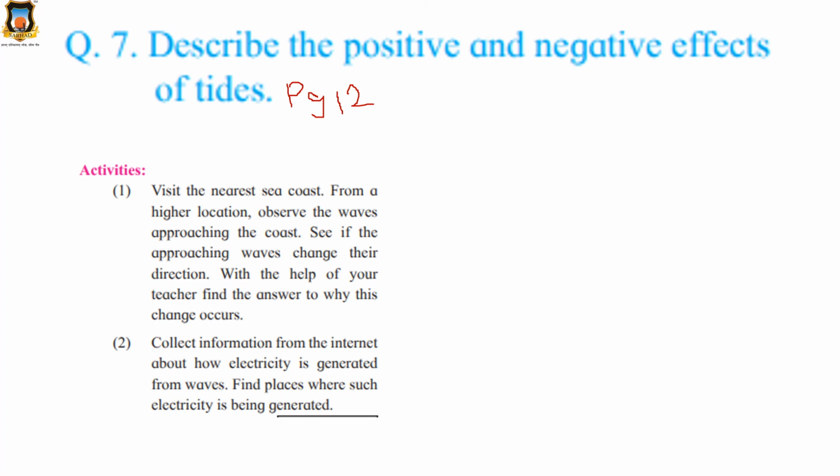Okay, class. Now here is some activity. Visit the nearest sea coast from a higher location. Now near Pune, is there any sea coast? Okay, but still you can visit. Observe the waves approaching the coast. See if the approaching waves change their direction. With the help of your teacher, find the answers to why this change occurs.